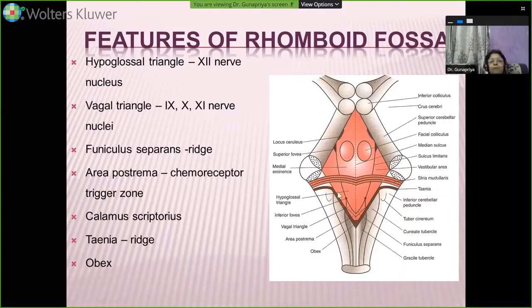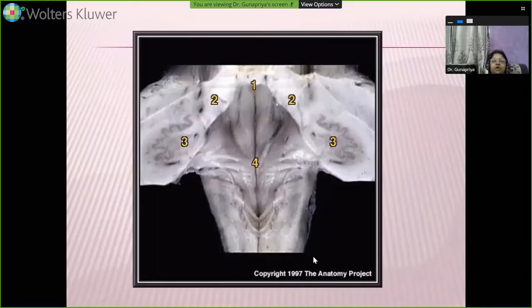This entire lower part of the floor of the fourth ventricle resembles the tip of the nib of a fountain pen, hence the terminology calamus scriptorius is given to it. And from either side, you find this whitish ridge extending from one side, the inferior cerebellar peduncle, to the apex here, and then again to this side, that is known as tinea. It's also a whitish ridge-like structure. The lowermost point is depressed, and that is known as obex. So these are the features of the rhomboid fossa. So this is what you see exactly here.